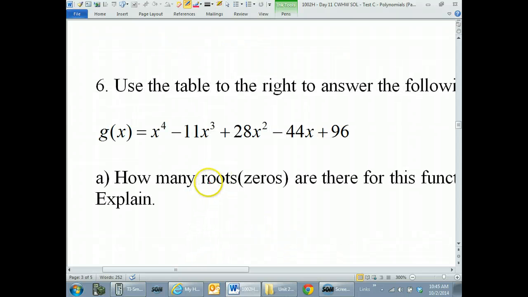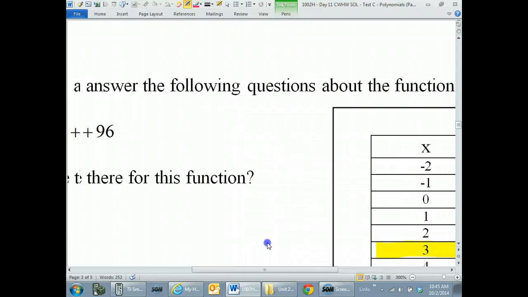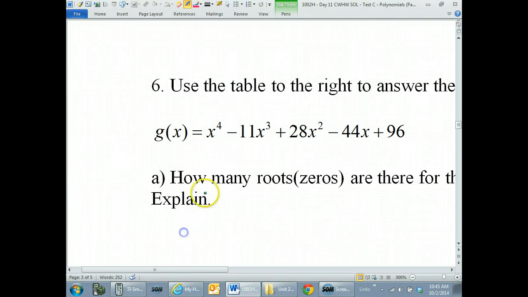Let the record reflect that, this is for the YouTube people, most of my class indicated 4 zeros on their fingers just now. Well, I only saw 2 on the chart. Why are you guys saying 4? Because of the X formula.